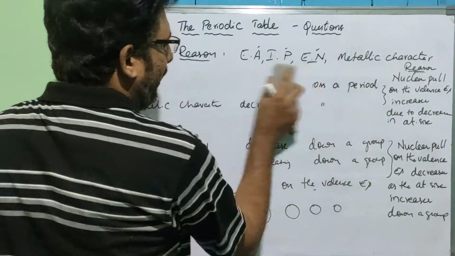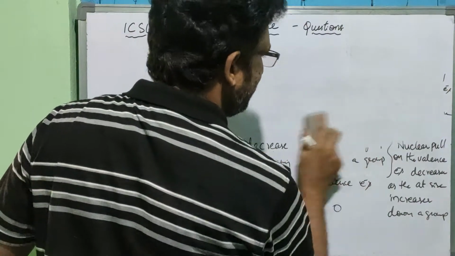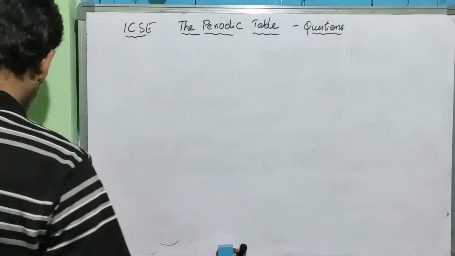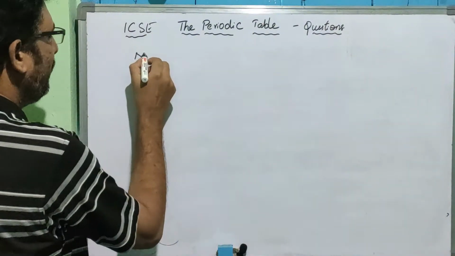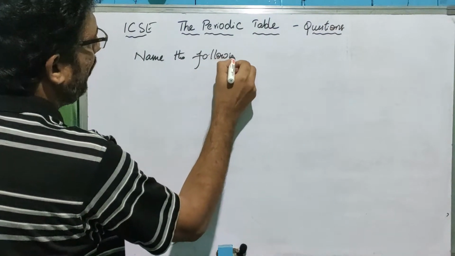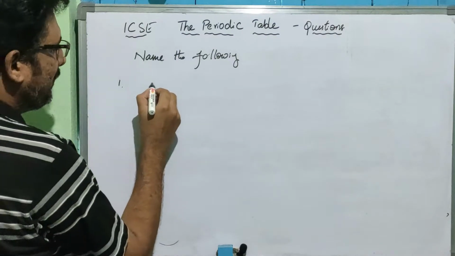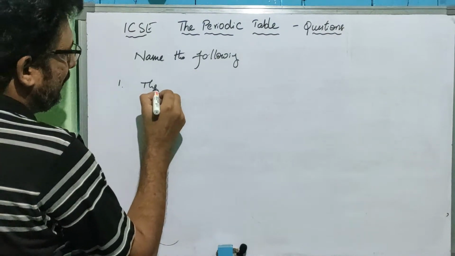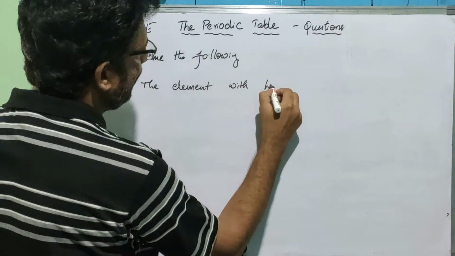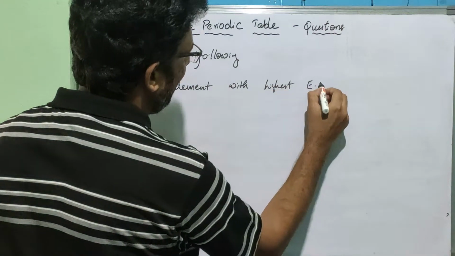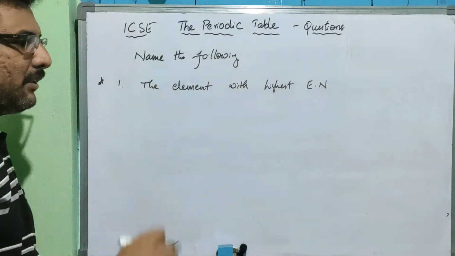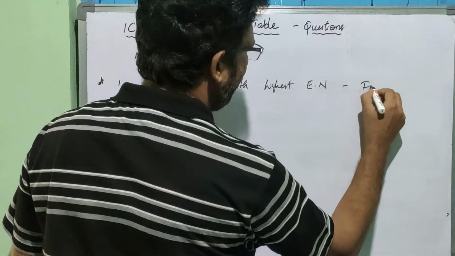Okay, let's see another type of question. Like, name the following. In this you will get something like this: name the following, the element with highest electronegativity. This is a very important question. The element with highest electronegativity will be fluorine.